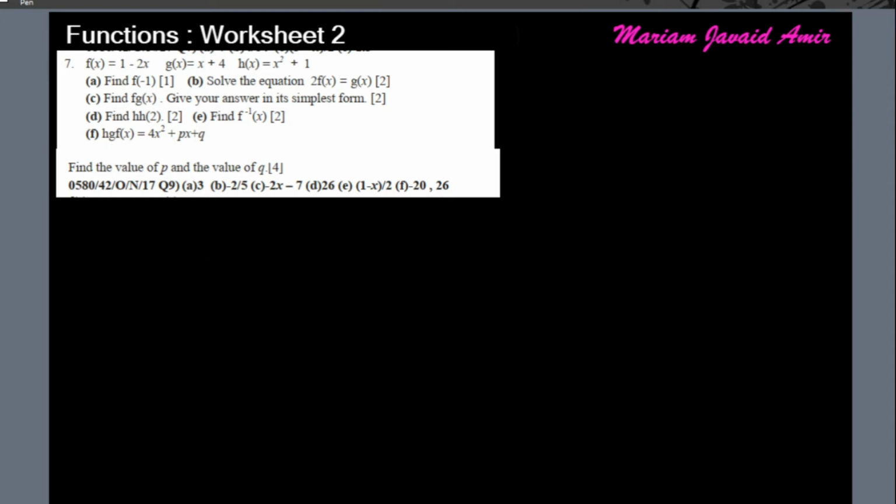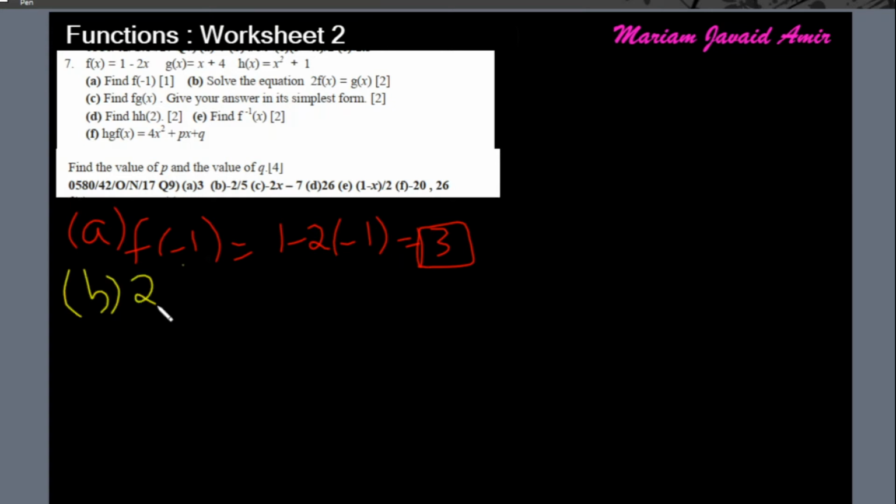Question number 7. Part A. Find f minus 1. So in fx replace x with minus 1 and we get 3. Part B. Solve the equation. Solving the equation means find the value of the variable. We have to solve this equation.